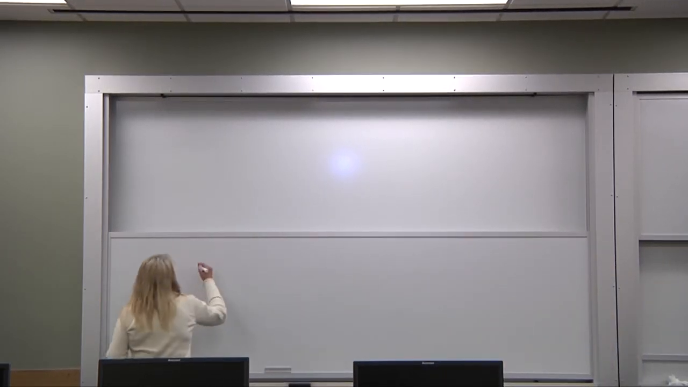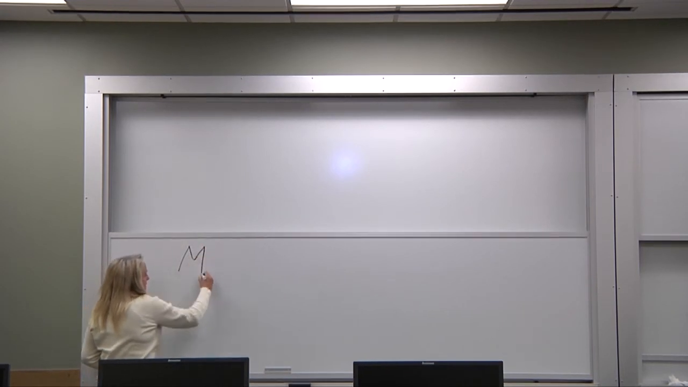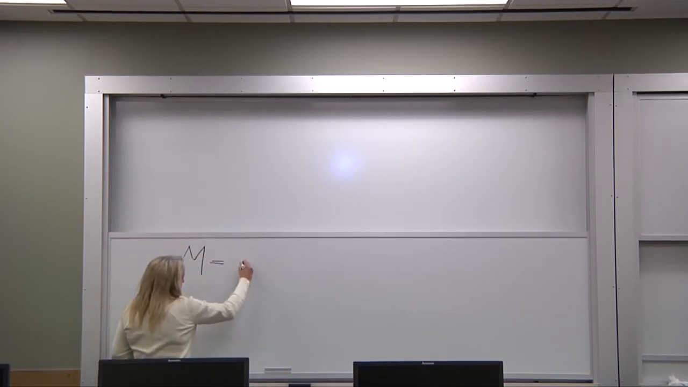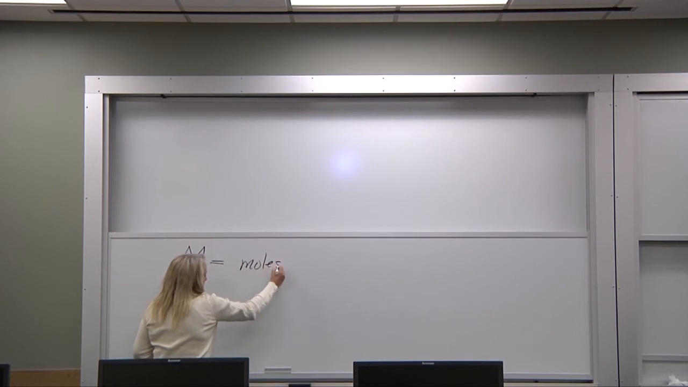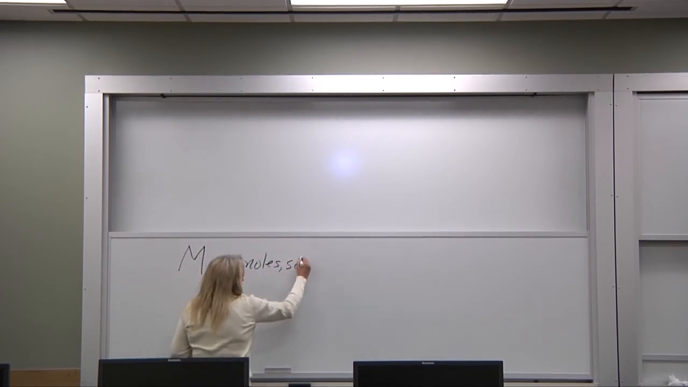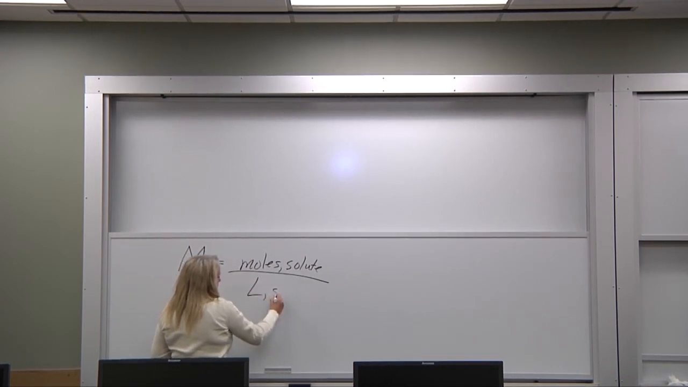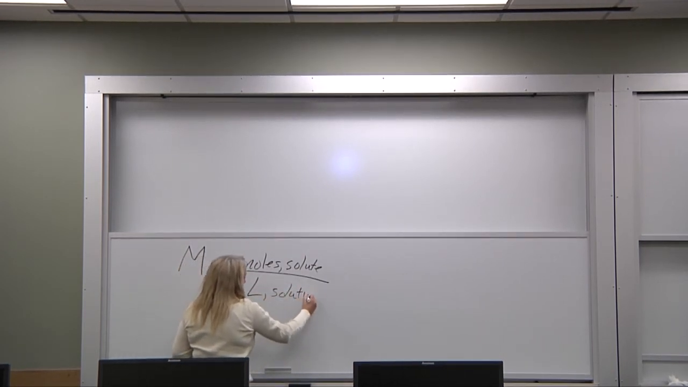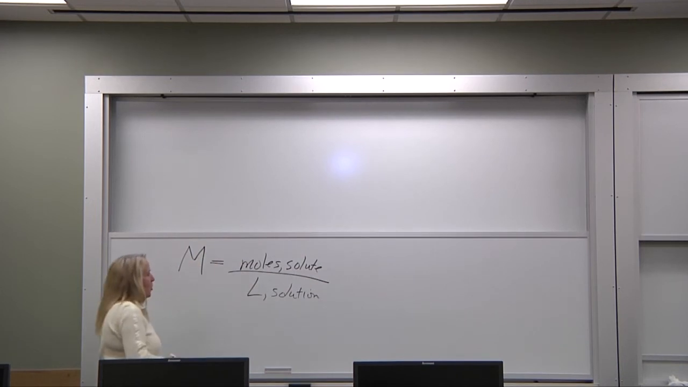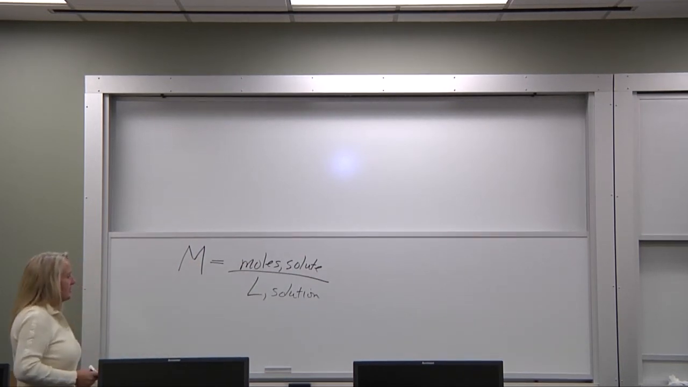Okay, so molarity, here's the symbol for molarity. It's a capital M. And the units on molarity are moles of the solute, whatever that solute is, divided by liter of the solution. So that's the definition: moles of the solute per liter of solution.